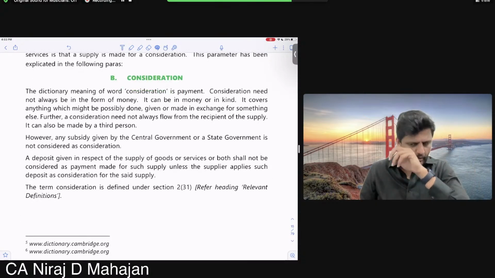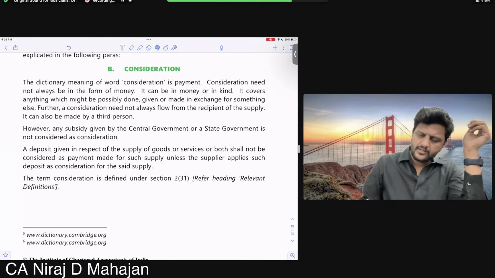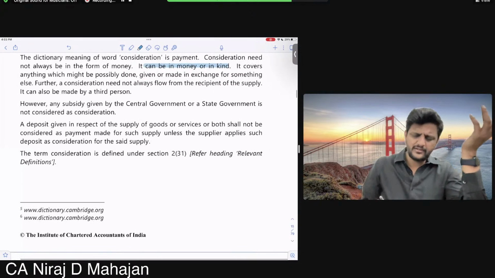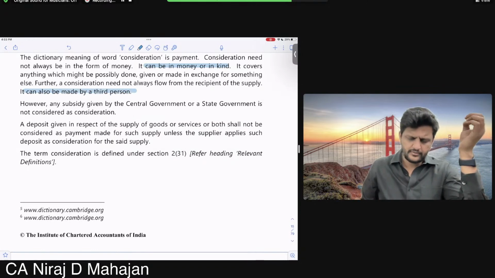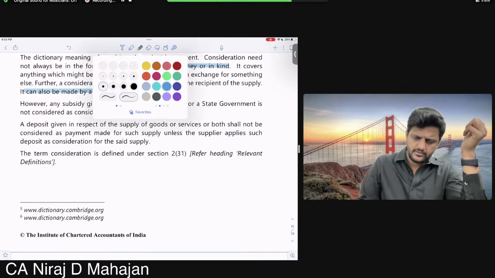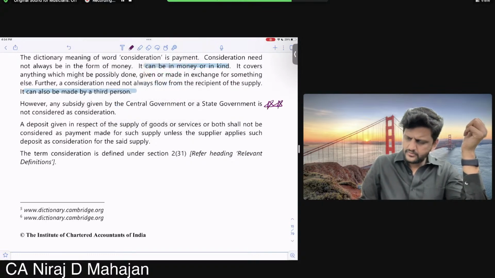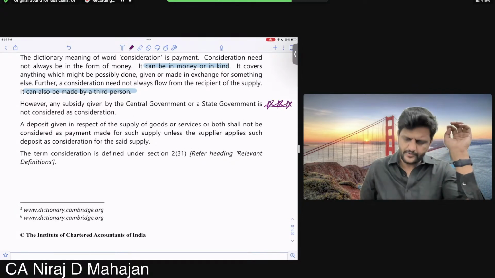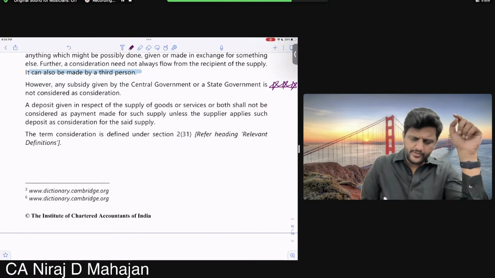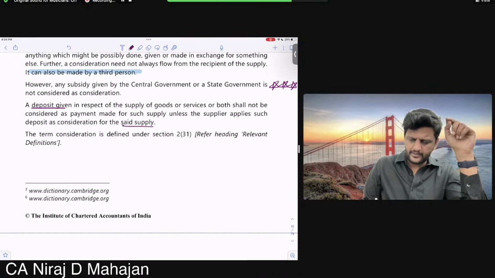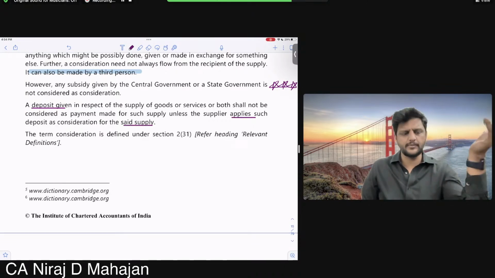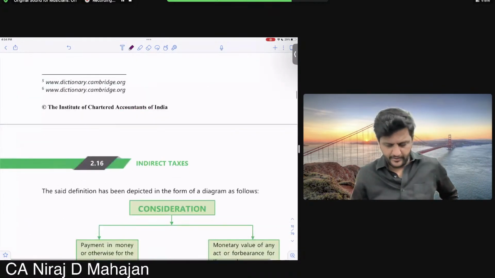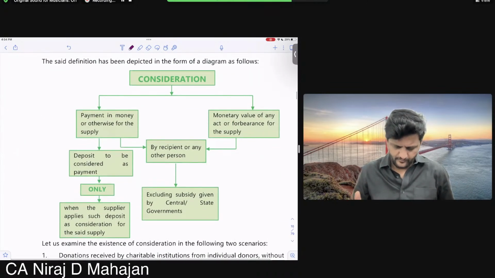Consideration means what? Something in return, or a payment. Consideration can be in kind also. Consideration can also be flown or made by a third person, okay? Star mark this. However, any subsidy given by the Central or State Government is not considered as a consideration. Deposit, that example I told you: a deposit adjusted, or applied, against supply of service, will be supply, okay? I have discussed this example of deposit some time back. Can we go ahead?